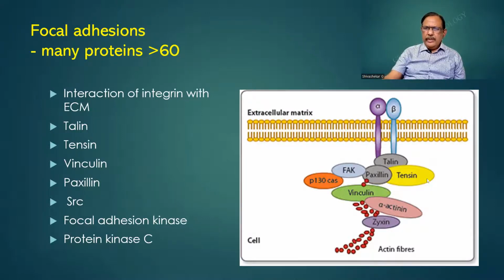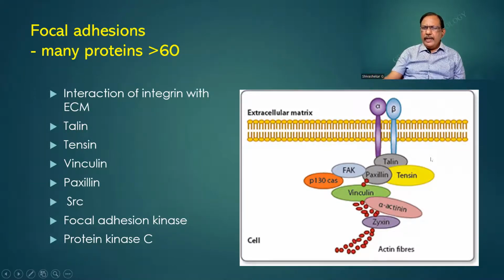So here is our friend, the tensin. In this junction, if you can answer the other things or mention at least a few like vinculin, paxillin, talin, actinin, etc., then you are adding to your answer. So there is the talin, the tensin, vinculin, paxillin, SRC, focal adhesion kinase, protein kinase C. So these things we will be able to remove.